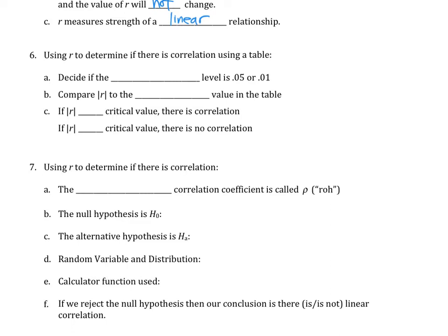Okay, so first, how do I use r to determine if there is a correlation or not? So decide if the significance level is 0.05. Again, this is the default one, right?